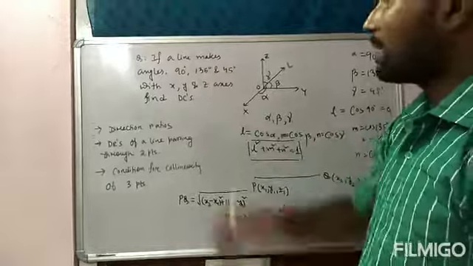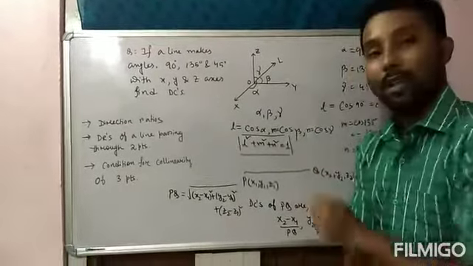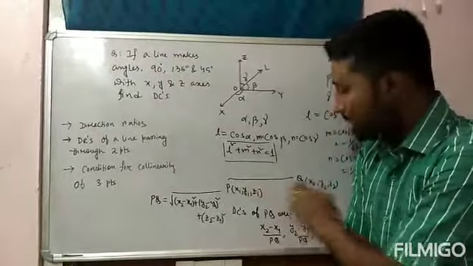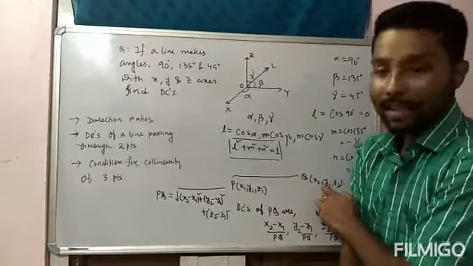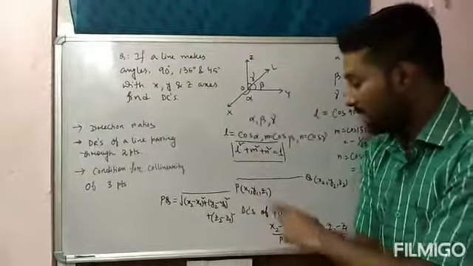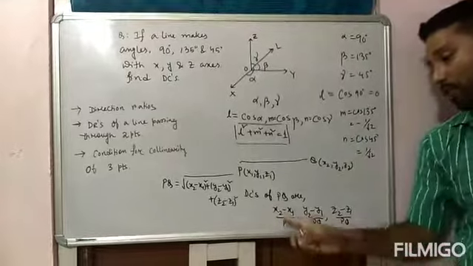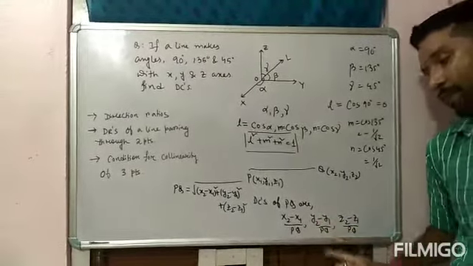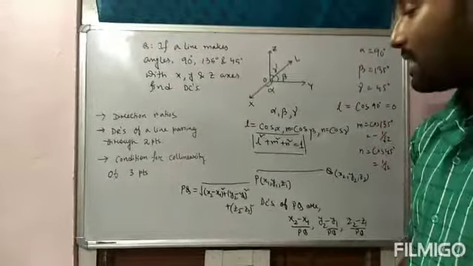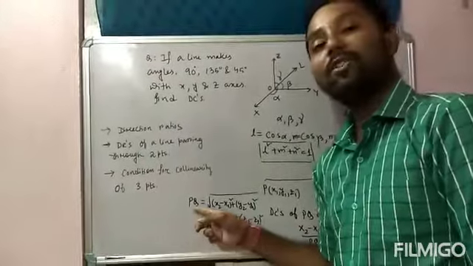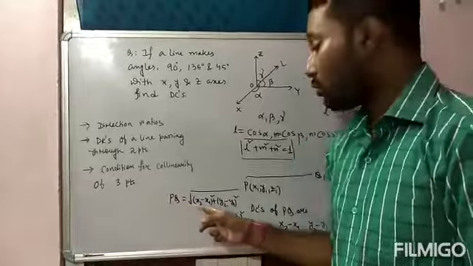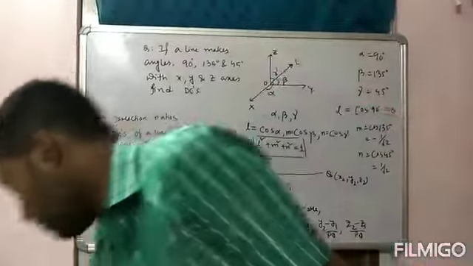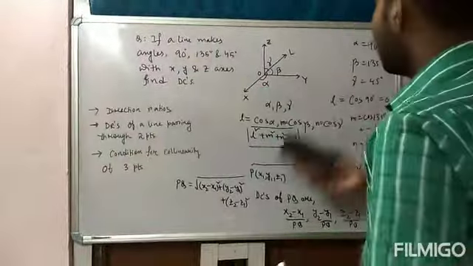So whenever angles are given, you have to use the first formula. But whenever 2 points are given, we can find the direction cosines by using the second formula, that is (x2 − x1)/PQ, (y2 − y1)/PQ, (z2 − z1)/PQ, where PQ is equal to the distance between the 2 points. So this completes the discussion of the first 3 points.